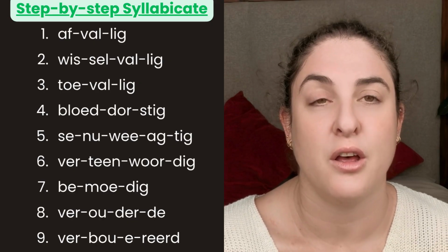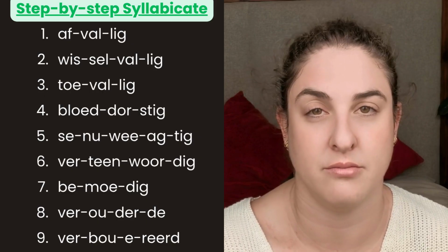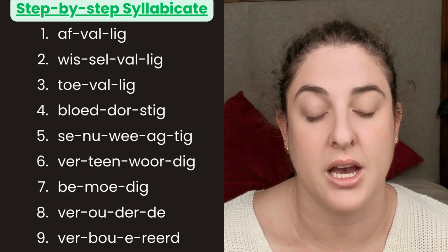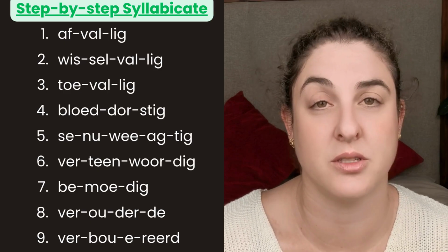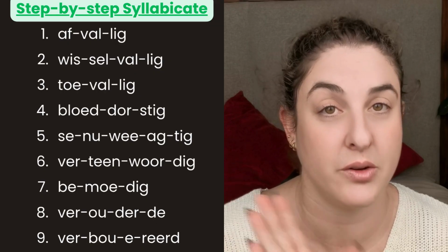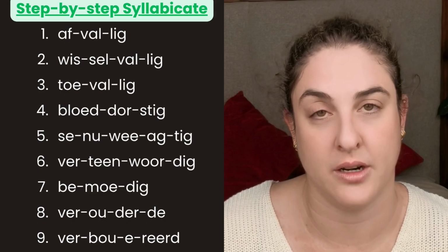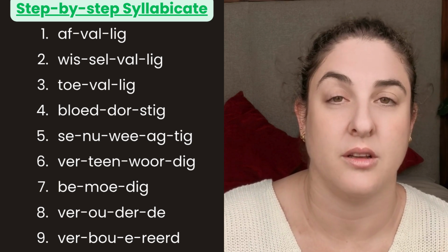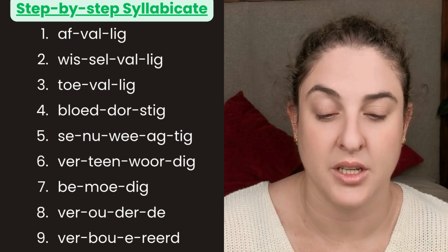The next one is verteenwoordig. So dig at the very end is a word. So dig can be by itself. And then teen is also a word. It's against. So then it's easy because woor is not a word, but it's in between those two that do have meaning, so it's a syllable. It's one vowel, so it's a syllable. And then ver is the other syllable. Usually when you have ver in a word, it's going to be a syllable.